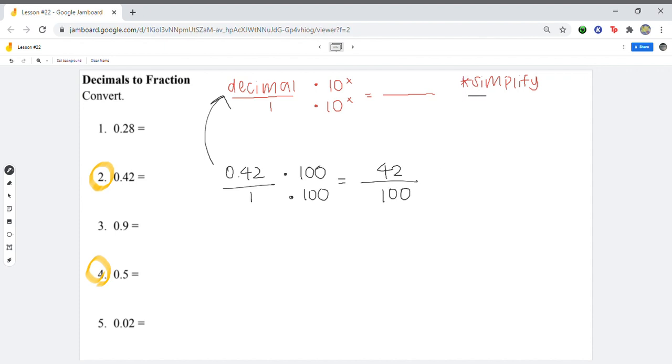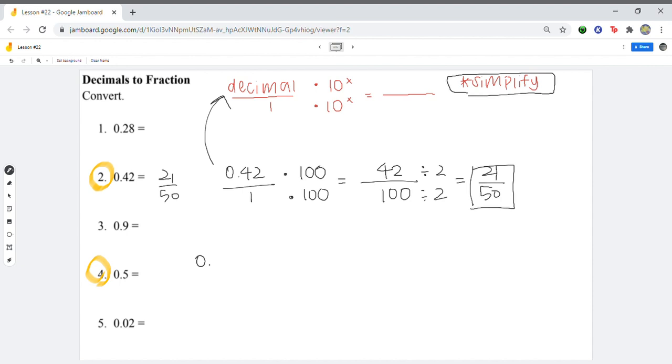And the last thing that I make sure to put over here is simplify. You have to simplify your fractions. So to simplify this, I'm going to divide the numerator and the denominator by 2. You should end up with 21 over 50, which cannot be simplified any further, and which should be your answer. That was pretty easy, and now we're going to go over 0.5.